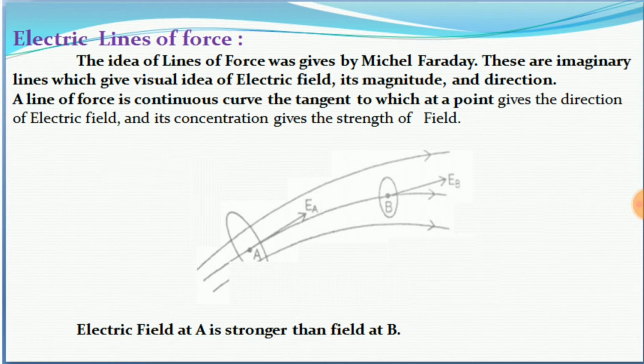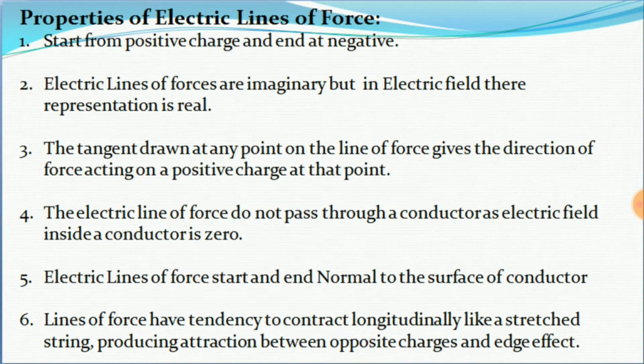In this figure, it shows electric lines of force. Here we consider 2 points, point A and point B, and a small area associated with point A and point B. In point A, the number of lines is greater as compared to area B. So here strength of electric field at A is stronger than electric field at B.